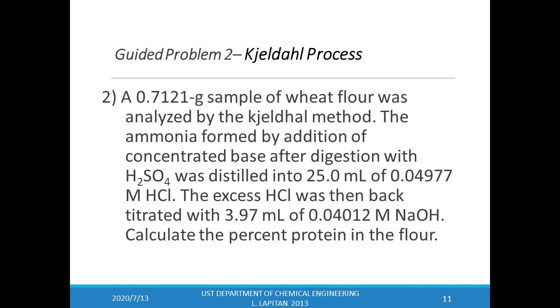Okay, so let's try to look at another problem. A 0.7121 gram sample of wheat flour was analyzed by the Kjeldahl method. The ammonia formed by addition of the concentrated base after digestion with sulfuric acid was distilled into 25.0 mL of 0.04977 molar HCl. The excess hydrochloric acid was then back titrated with 3.97 mL of 0.04012 molar sodium hydroxide. Calculate the percent protein in the flour.